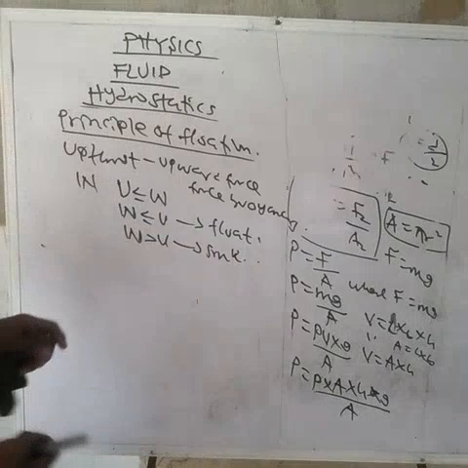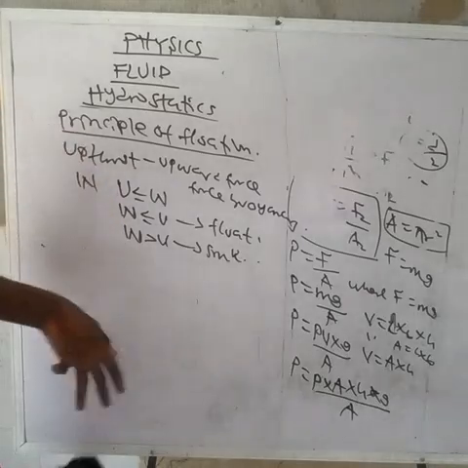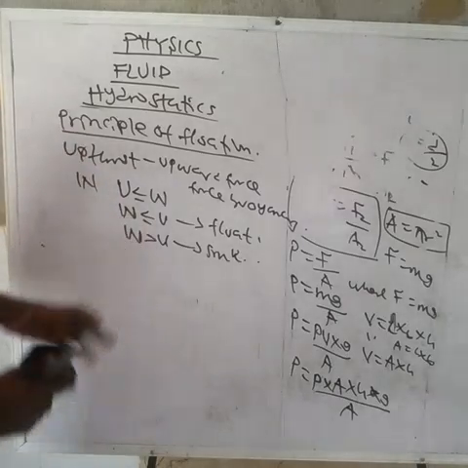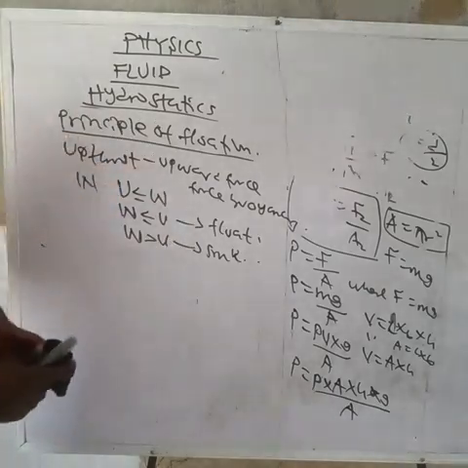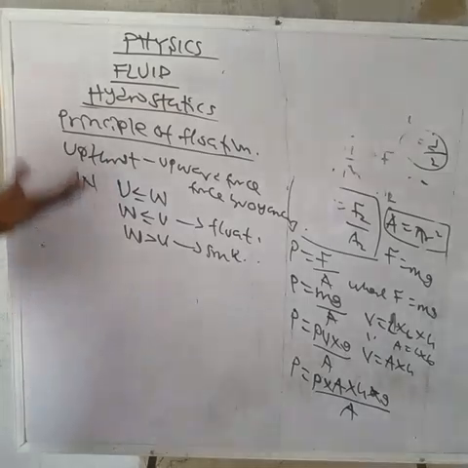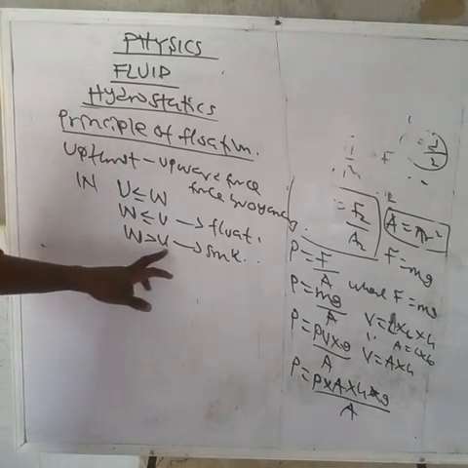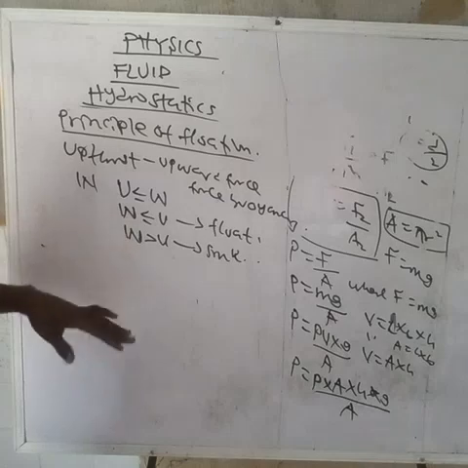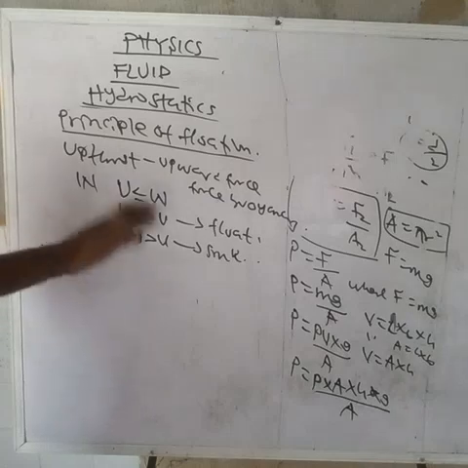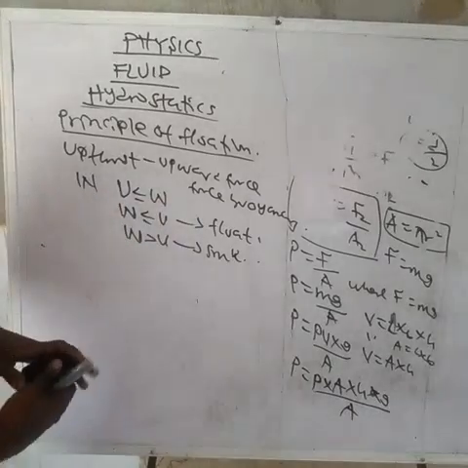It suggests that if the object is denser than the water, or is weightier than the water, it will go inside. For example, if you place a stone inside a river and the object sinks, it suggests that the weight of the object is more than the upward force, which is upthrust. But if the weight of the object is less than the upthrust, it will stay on the surface. That's what we call the principle of flotation.